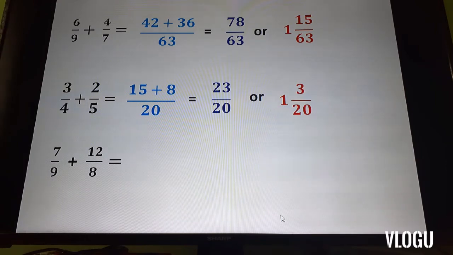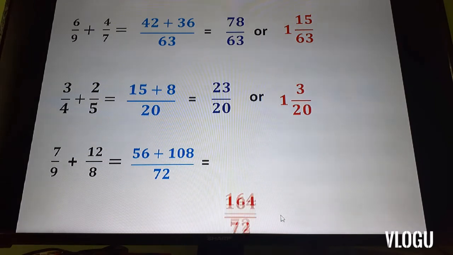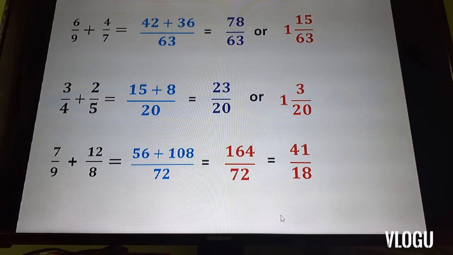How about if I have example number 5? So I have 7 over 9 plus 12 over 8. For my partial answer, I have 56 plus 108 over 72, which is also equivalent to 164 over 72, and also equivalent to 41 over 18, or that is equivalent also to 2 and 5 over 18. But the question is how? How did we arrive at such an answer?